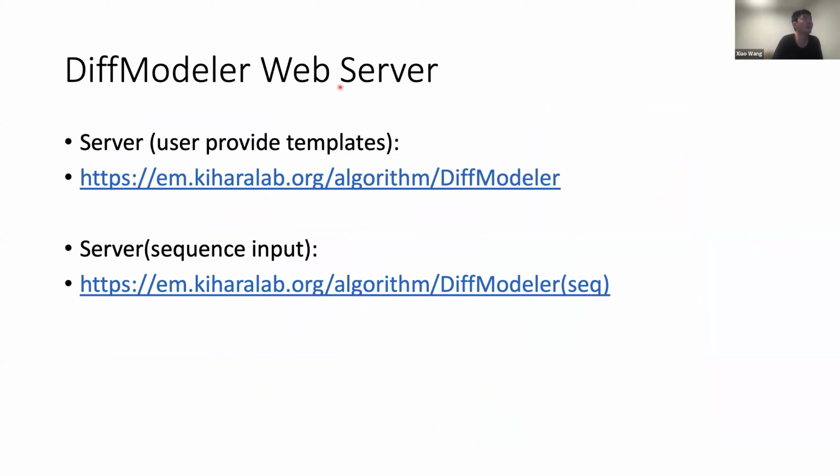The DiffModeler web server is available online with 2 usages. The first usage is that if you already ran AlphaFold 2 or you know those templates, you can directly provide the templates through DiffModeler. Also, if you are not sure, and you just want us to run AlphaFold for you, you can simply provide the FASTA sequence. We will search against the AlphaFold templates and assemble the structures for you.